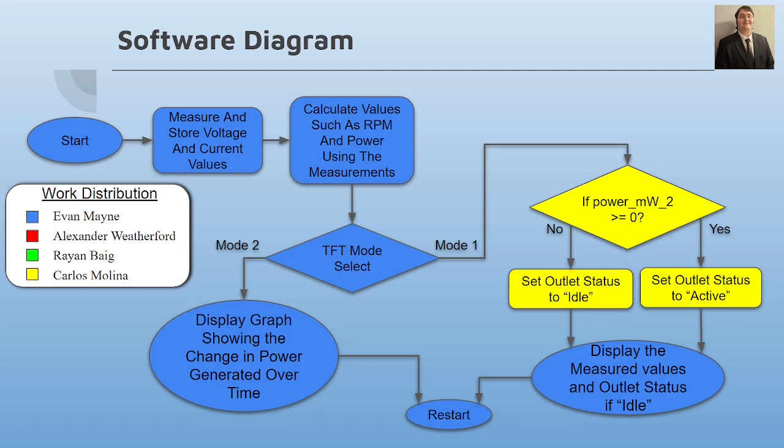Mode 2 is designed to display to the user the power generated by the turbine using a line graph. The y-axis is power in watts, and the x-axis is time in seconds. First, both axes are printed onto the screen. Then, power measured by the first sensor is displayed as a line each second. After 30 seconds, the graph is cleared and the process restarts.